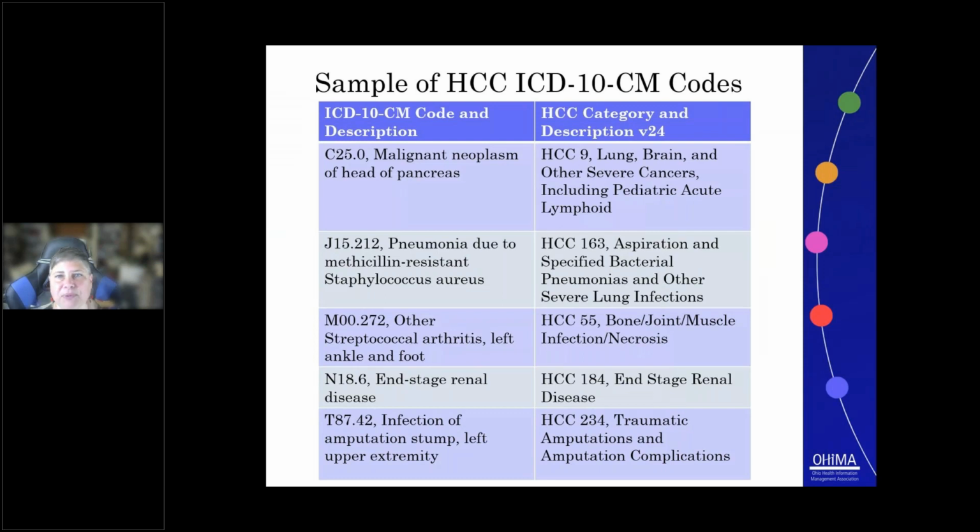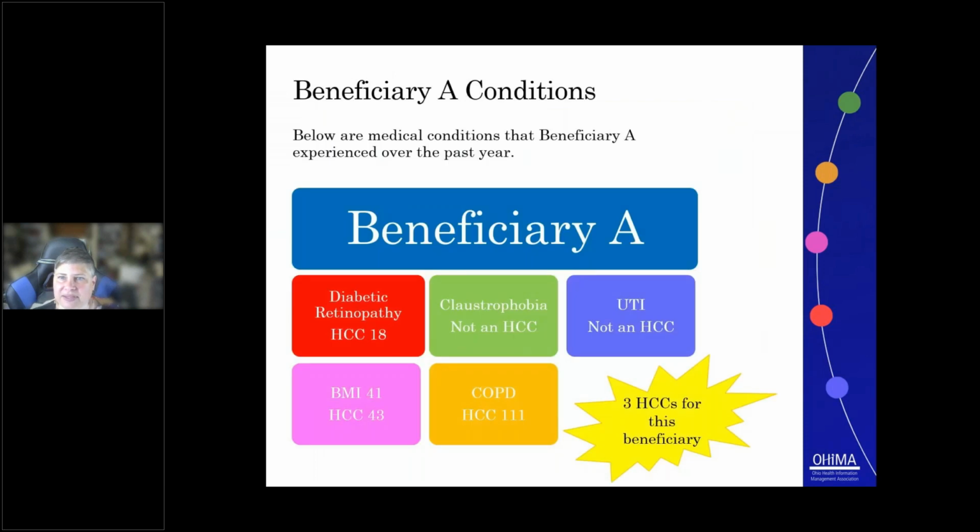Let's look at an example beneficiary. Here we have beneficiary A. The MAO collects beneficiaries' diagnosis codes over the past year. With these diagnosis codes, they establish HCC groups for their beneficiary to create their health profile. This beneficiary has 3 HCC categories that have been established: HCC 18, HCC 43, and HCC 111.